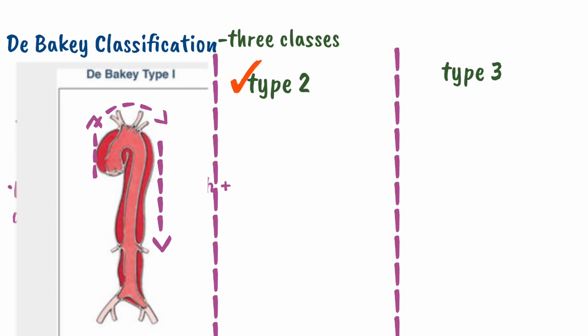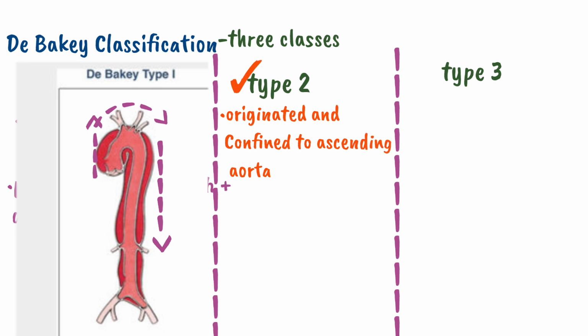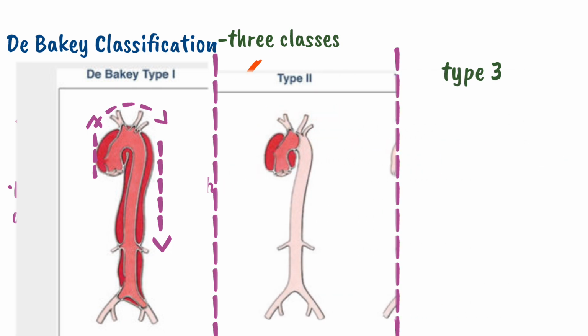In Bakey type 2, it originates and is confined to the ascending aorta. If you look at this diagram, the aortic dissection is in the ascending aorta and it will not extend beyond the ascending aorta. It is called Bakey's type 2.